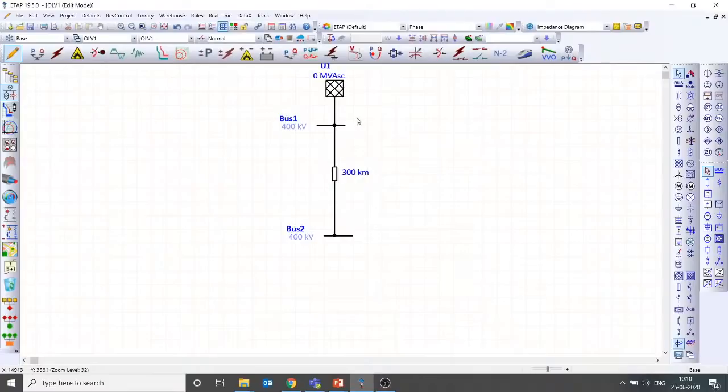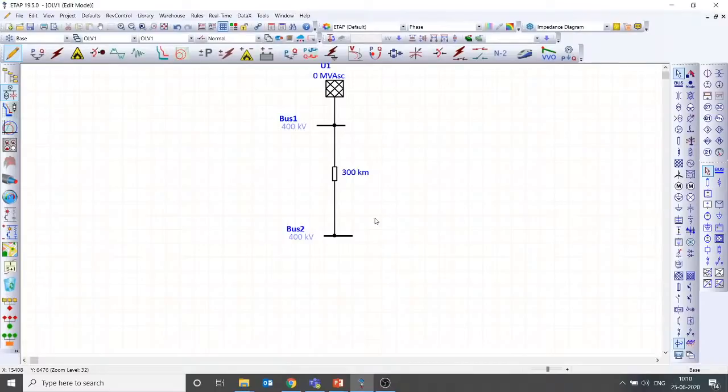Now we have modeled a 400 kV bus with a transmission line of 300 km with transmission line parameters. Now the question is, to put in a Ferranti effect, what should be the load which I need to connect to simulate the Ferranti effect?